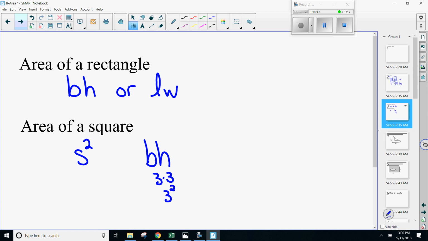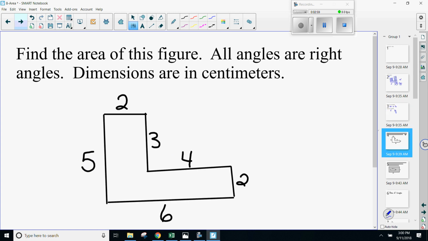So sometimes you could say it's base times height. You could say it's length times width, because a square is a rectangle. It's a special type of rectangle, remember? We've talked about that. Special type of quadrilateral. But anyway, we're just going to take the side and square it.